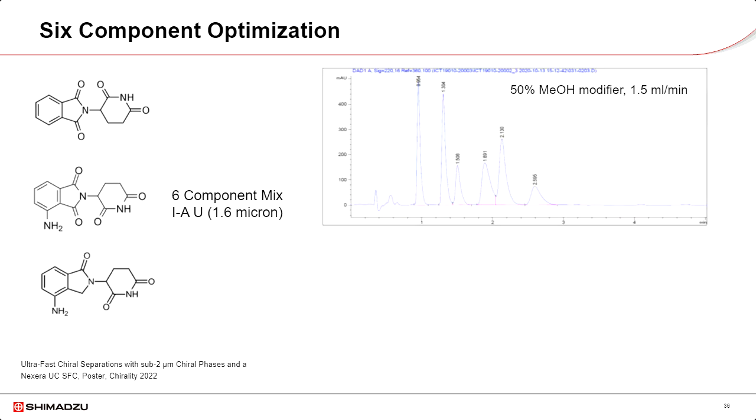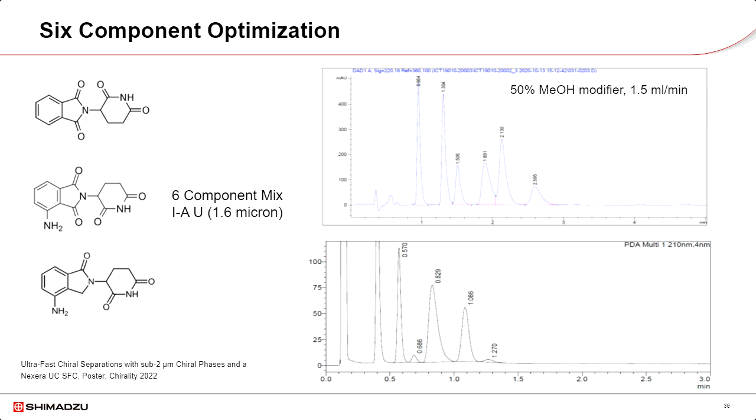Even when comparing separations on 1.6 micron stationary phases, we can see large differences from system to system. In the example chromatogram shown, we're running on a system that's limited to a maximum pressure of 400 bar for the pumps. If we instead look at moving to the 660 bar system, we can increase that flow rate from 1.5 mils per minute up to 3.4 mils per minute and achieve a 50% reduction in runtime.